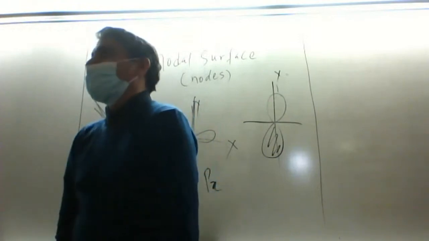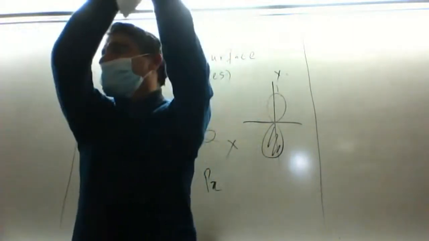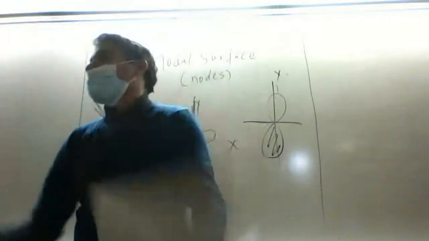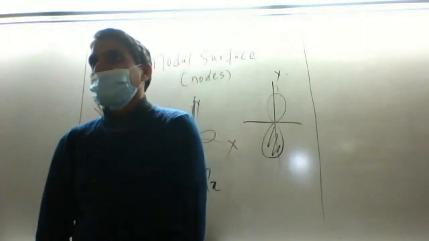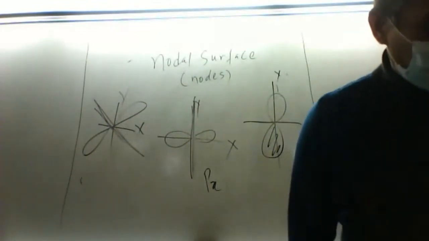It's like a plane. It's not a point. It's not a line. It's the whole plane. That's why I'm showing this paper. So on all of this plane, there is no possibility of finding an electron. So that's how we interpret these things.